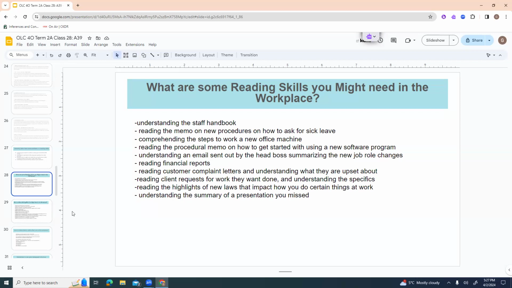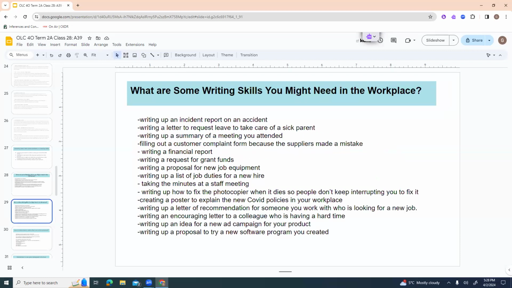Reading client requests for work they want done and understanding the specifics. Reading the highlights of new laws that impact how you do certain things at work. Understanding the summary of a presentation that you missed. There are all types of reading skills you might need in a workplace, even if you're doing a job that people don't typically think of as requiring a lot of communication skills.